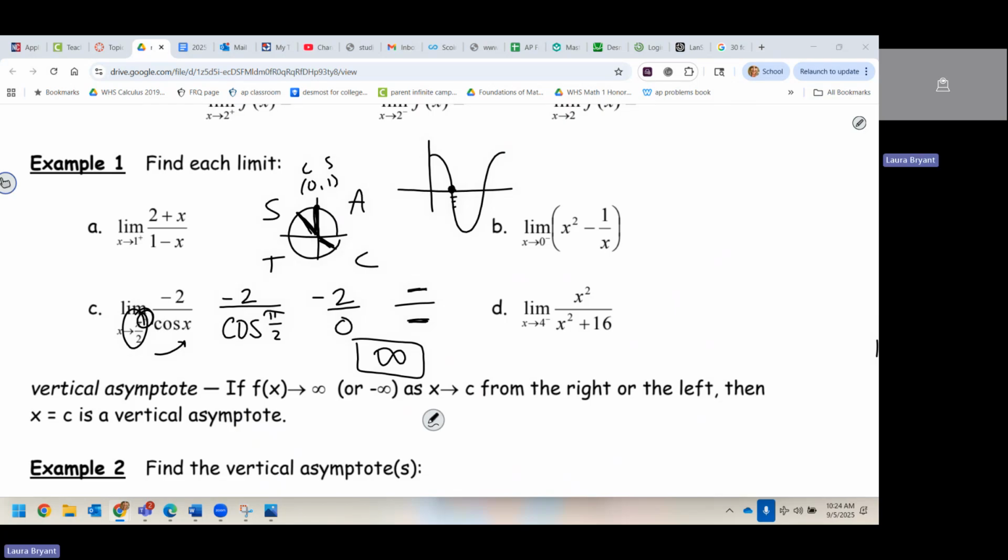Okay, letter D. We start out with direct substitution. I get 16 over 16 plus 16. That gives me 16 over 32, which means I'm not sign testing in this case at all. You only do the sign test if you get a number divided by 0.